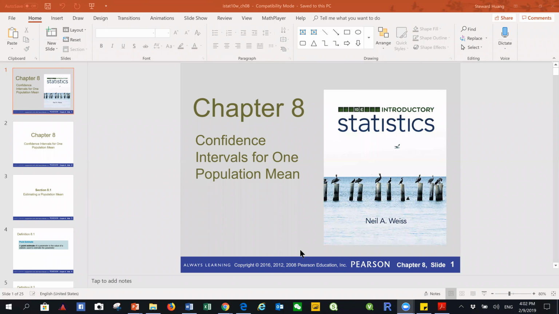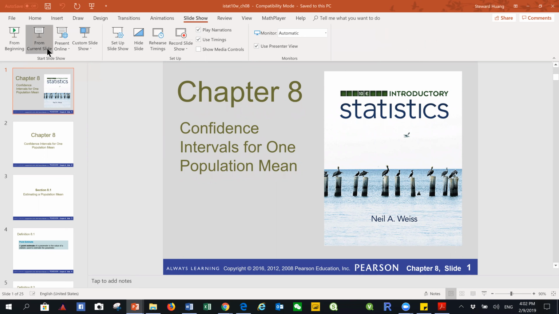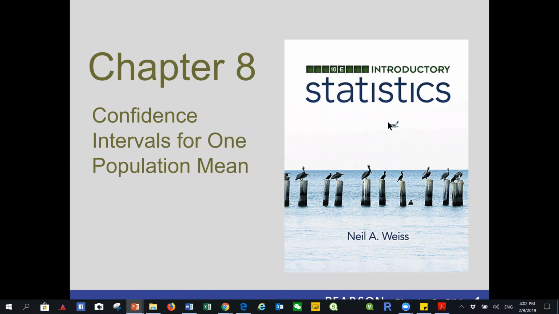Okay, let me share my screen with you as we also start the recording. Okay, so you should be able to see my screen by now. So today, the topic is about the confidence interval. Okay, let me go over the PowerPoint with you.